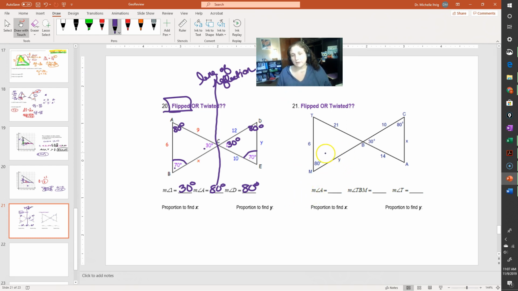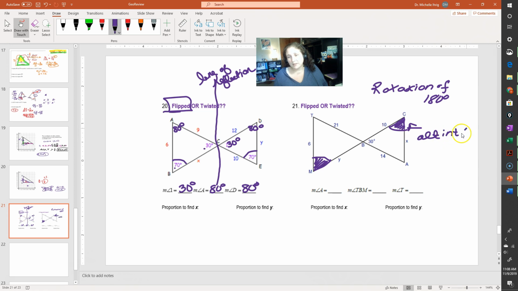Here, it's a little bit different. Here, we see 80 degrees. Here, we see 80 degrees. So right away, we know that on the left triangle, the 80 degrees is on the bottom, but on the right triangle, the 80 degrees is on the top. So we know that we had a rotation of 180. The other thing we know is, technically speaking, and as a refresher, these angles are alternate interior angles. That's what makes them congruent.